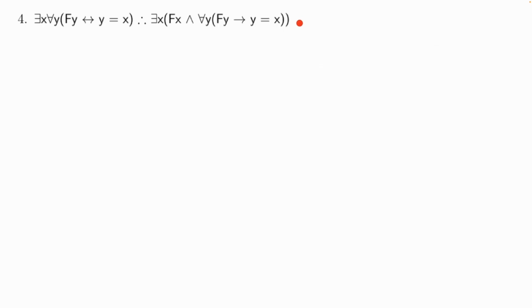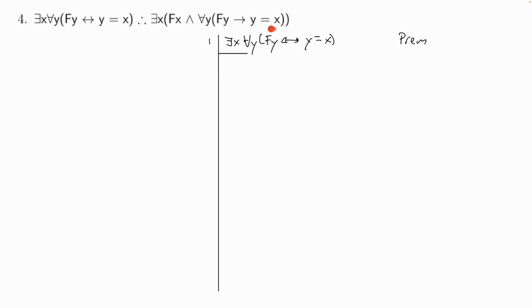Okay, moving on to problem number 4 here. These are equivalent ways of saying that there is exactly one thing that is F. In the textbook, Smith shows how to derive this formula from this one. He leaves it as an exercise for how to derive this formula from this one. So to go from here to here, we'll do that proof now. Start by writing down our premise. Okay, we're trying to derive this conclusion here.